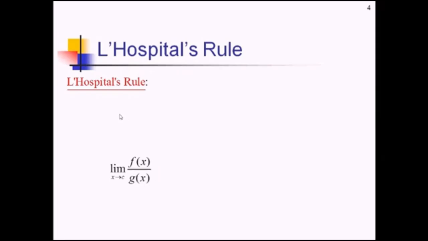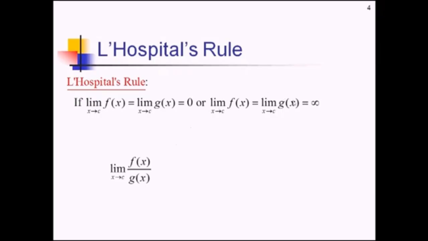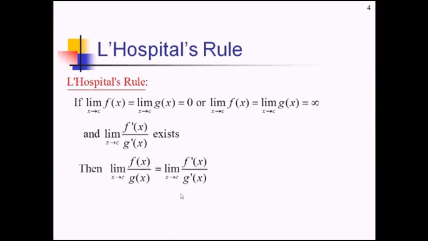So given this situation, if the limits as x approaches the constant of f and g are both 0, so this is kind of like having 0 over 0, but we're not writing it like that. We're writing it like this. So if those are both 0, or if f and g both go to infinity when you take the limit as x approaches the constant, and there's one other condition, the limit as x approaches c of the derivative of f over the derivative of g actually exists. So if all these conditions are met, then this limit equals f prime over g prime of x, or at least the limit as x approaches c of that.